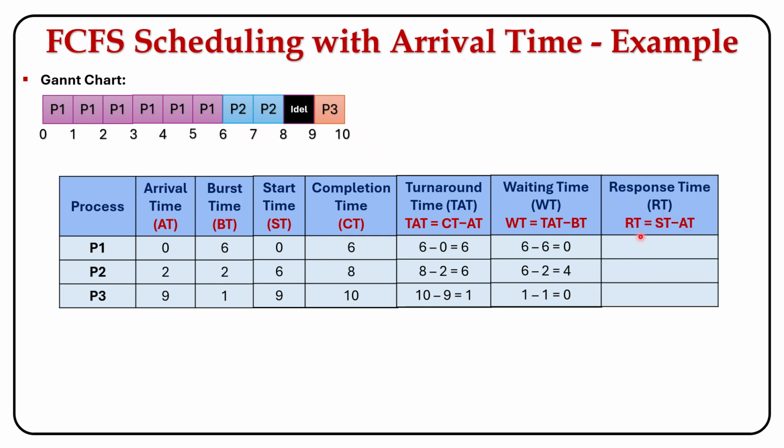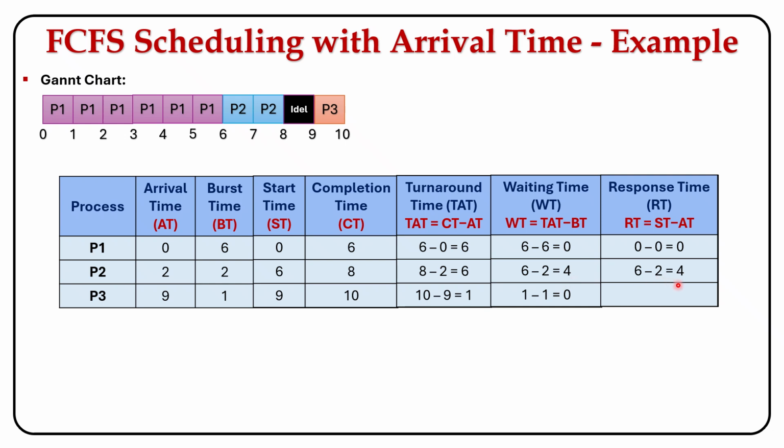Next, we can calculate the response time using the formula start time minus arrival time. For process P1, the start time is 0 and the arrival time is 0. So by substituting it in the formula, we get 0 minus 0 is equal to 0. For process P2, the start time is 6 and the arrival time is 2. So we get 6 minus 2 is equal to 4.